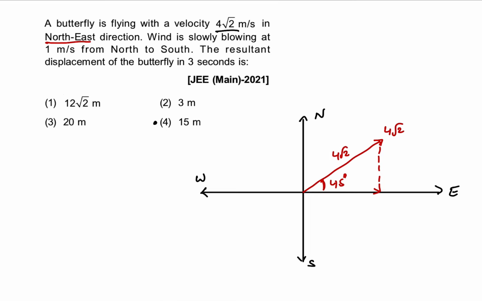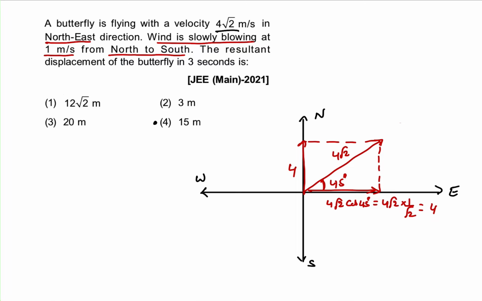If you take 45 degrees, the 4 root 2 value along the x-axis can be written as 4 root 2 into cos 45 degrees. We will get 4 root 2 into 1 by root 2, which gives 4. Similarly, along the north direction also we will get 4. So 4 meter per second you got. And one more thing is there: it is given wind is slowly blowing at 1 meter per second north to south.